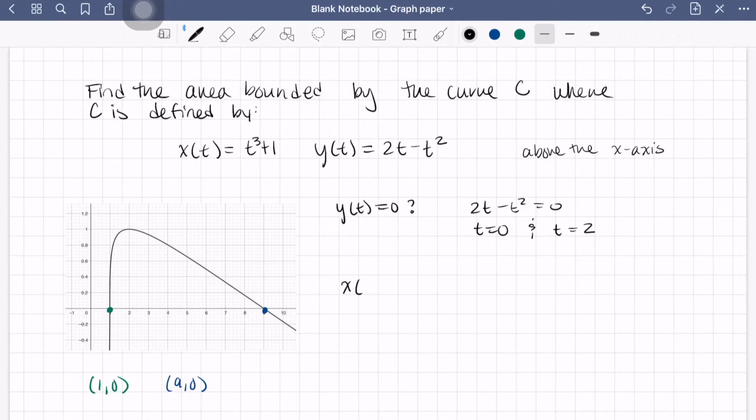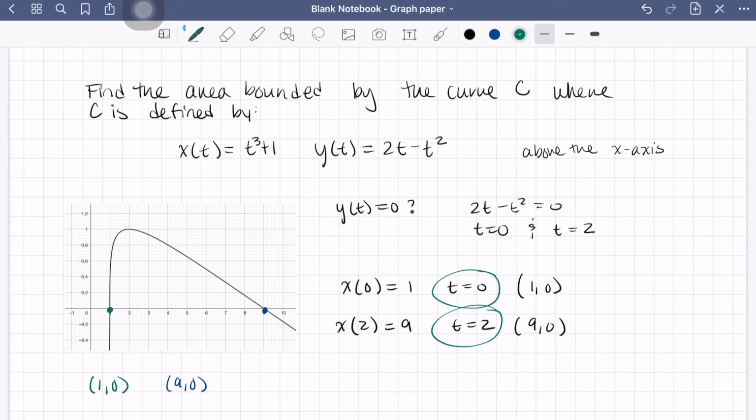So if we look at these values evaluated in our x formula, we end up with x of 0 is equal to 1, and this is for t equals 0. So one of our bounds, t equals 0, is for the point (1, 0). Now, when we evaluate x at 2, we end up with 9. So this is when t equals 2. And this gives us the ordered pair (9, 0). Wonderful. So this tells me these are my bounds on t.